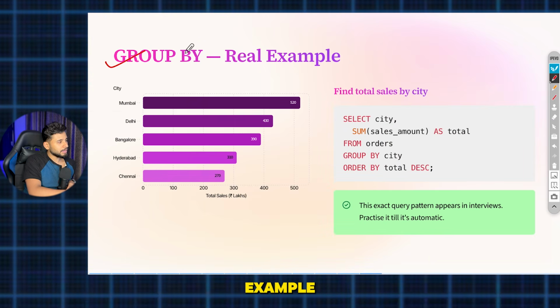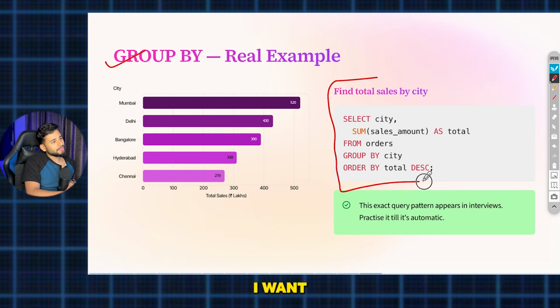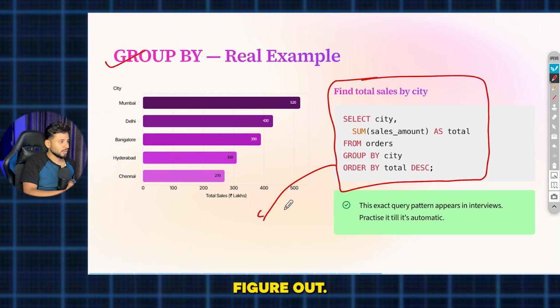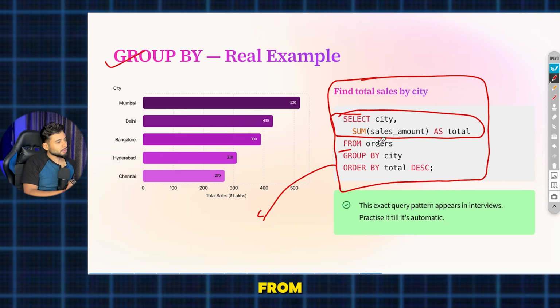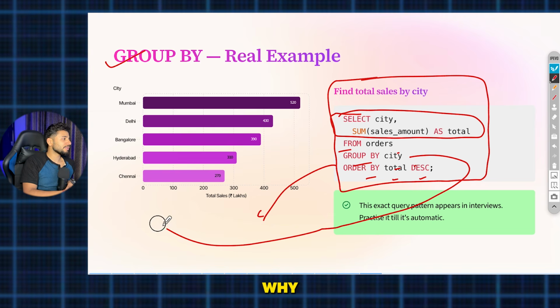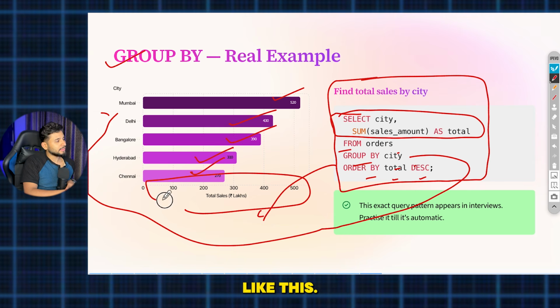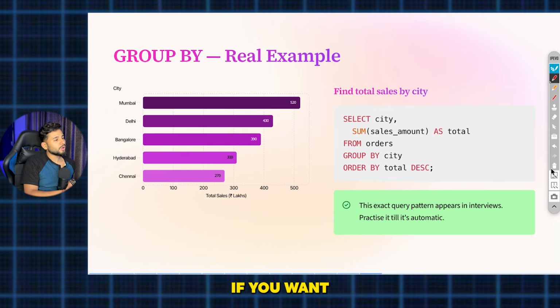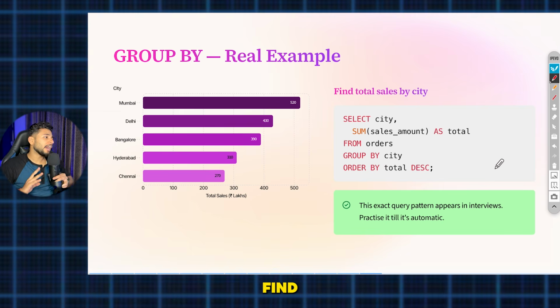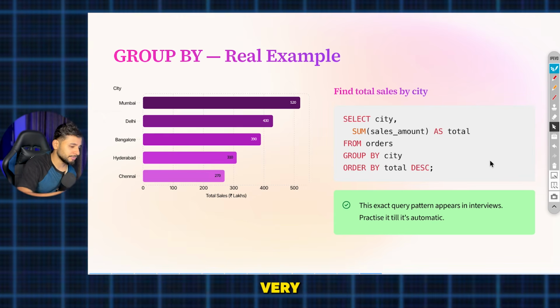For a real example of GROUP BY, if I want to figure out the total sales by the city, I'll do this: select city, sum of sales from orders group by city, and order by total. So I am doing a group by on the city, that's why the data will look like this: Mumbai, Delhi, Bangalore, Hyderabad, Chennai, and the total sales will be like this. This is how the data will look if you want to find the total sales by city. Very, very important.